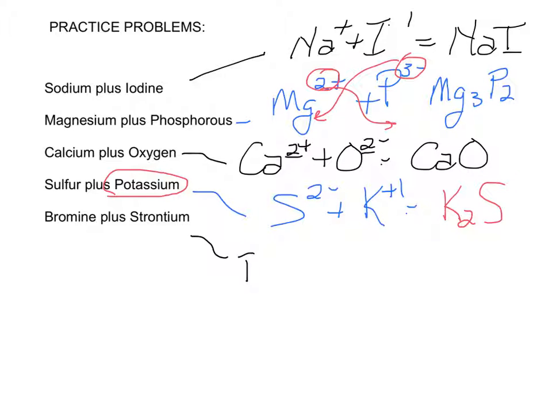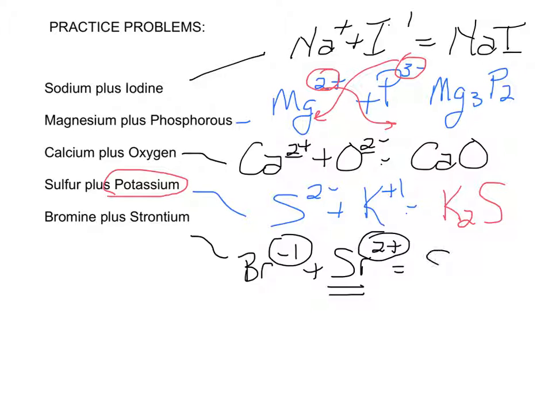Here I've got bromine, -1 charge, and strontium, 2+ charge. I've got a 2+ here and a -1 here. It's going to take 2 of these -1s to balance this out. So I'm going to have to once again put my metal first. Strontium, 2+, bromine, and I'm going to need 2 of them. And I have strontium bromide.